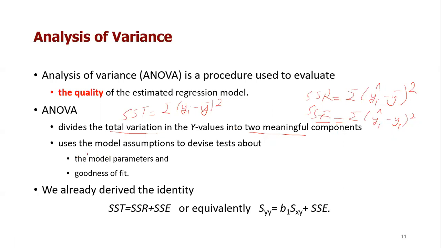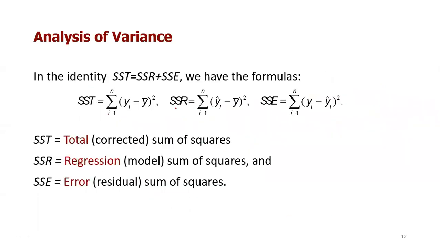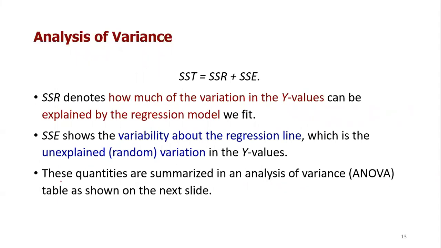The ANOVA uses the model assumptions to devise tests about the model parameters and the goodness of fit. So we have SST equal to SSR plus SSE. We know SSE, we know that SSR is equal to this, and so on. So the total sum of squares, the regression sum of squares, and the error sum of squares. That's great. Let's make a recap.